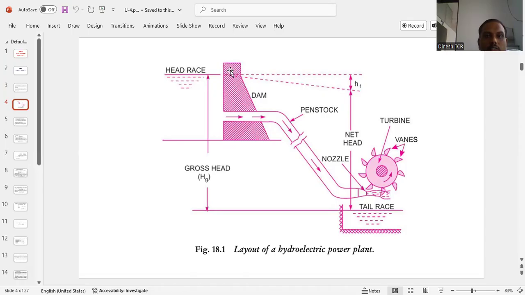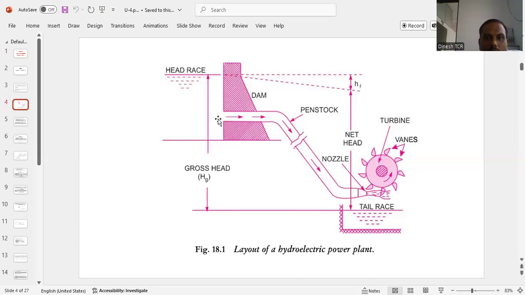Let us consider water is stored in a dam, right? The top surface level of the water we call the head race. From the bottom, that is the ground level, to the top surface level we call it the gross head.